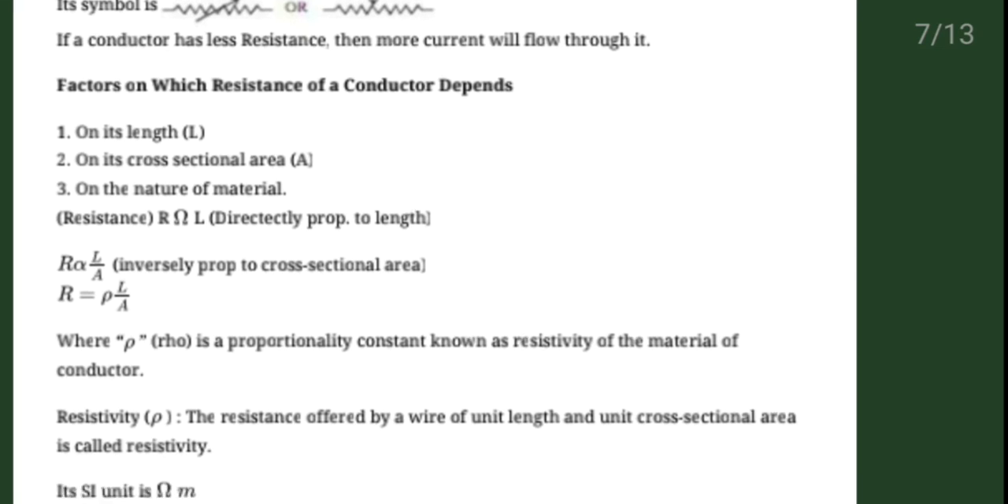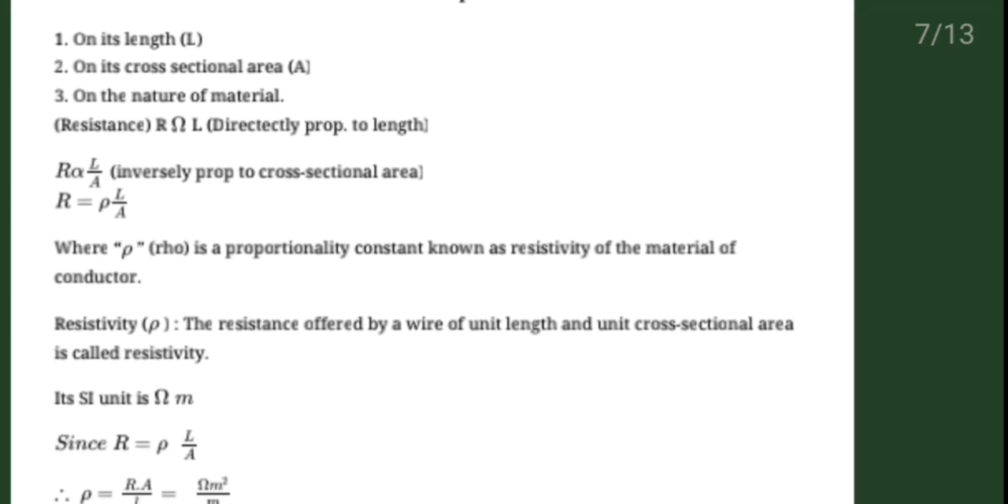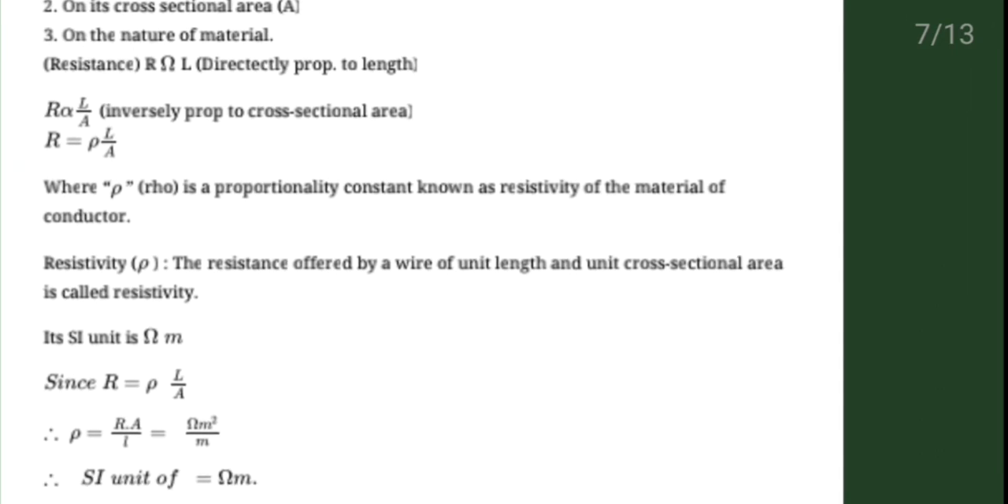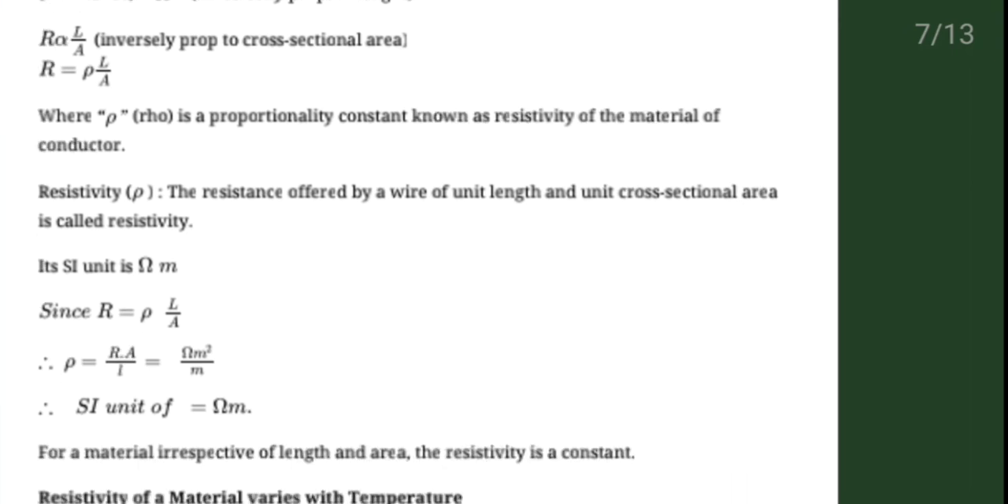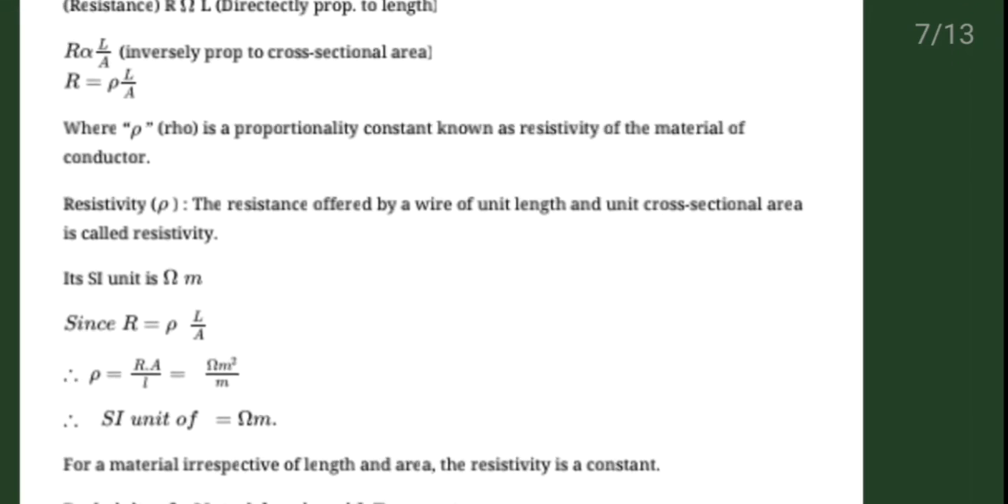Now resistivity: the resistance offered by a wire of unit length and unit cross sectional area is called resistivity. Its SI unit is ohm meter. Since R is equal to rho L by A, therefore rho is equal to RA by L. The unit of resistance is ohm, area is meter square and length is m, so m cancels and we get the SI unit of resistivity, that is ohm meter. For a material, irrespective of length and area, the resistivity is a constant.